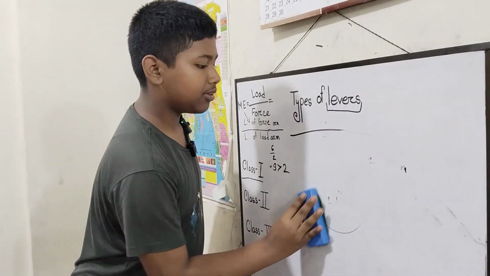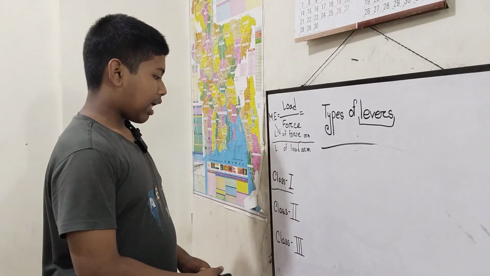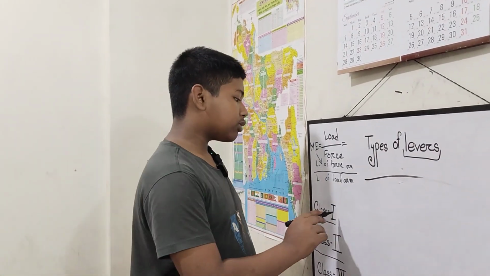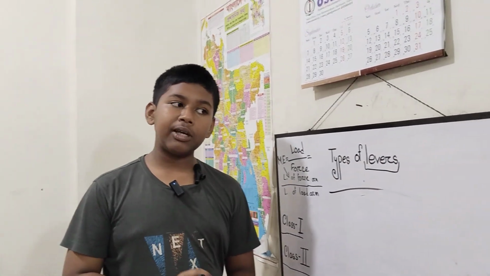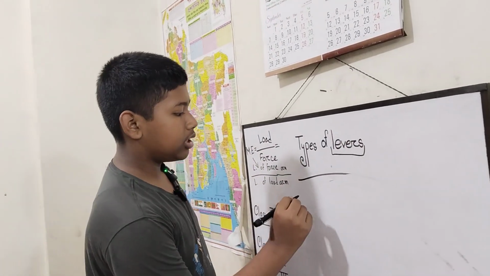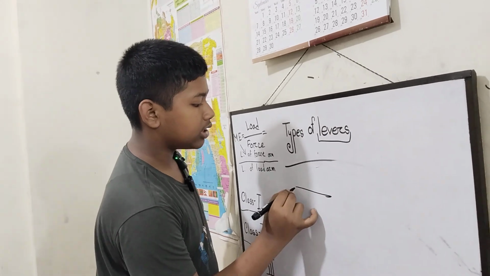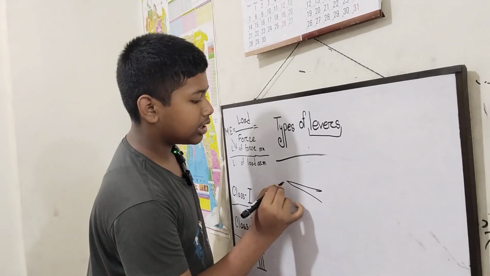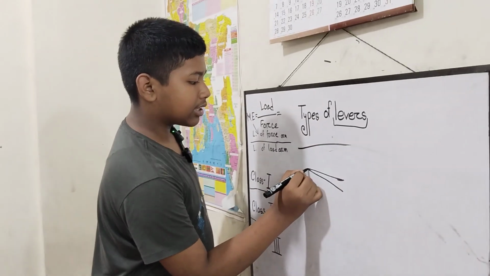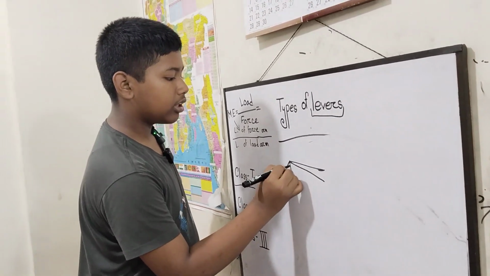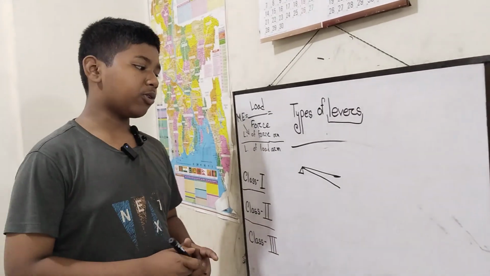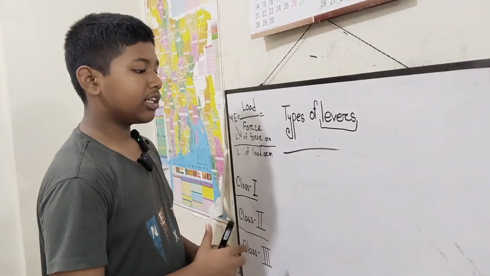Now, what about the other things? Now let me erase the class 1 lever. Now we have the class 2 lever. We learned that in a class 1 lever, the fulcrum remains in the middle. But this time we have another situation, because you see the fulcrum is not in the middle. Instead, it is on the side. This is the fulcrum now. But you will say, Abid, that is not possible. But yes, actually it is possible. Let me show you with a practical example.